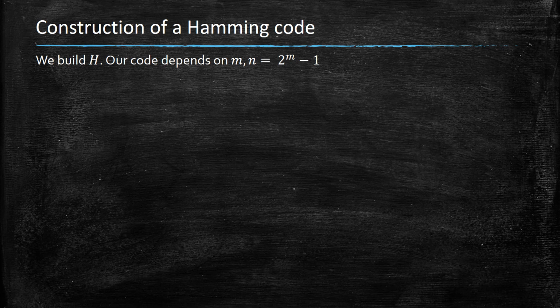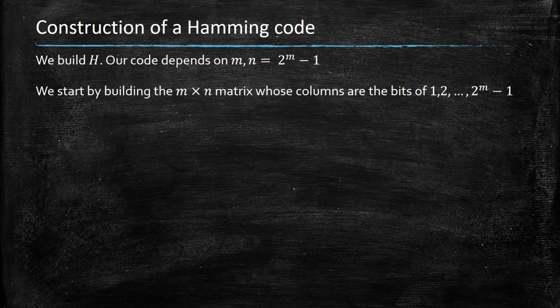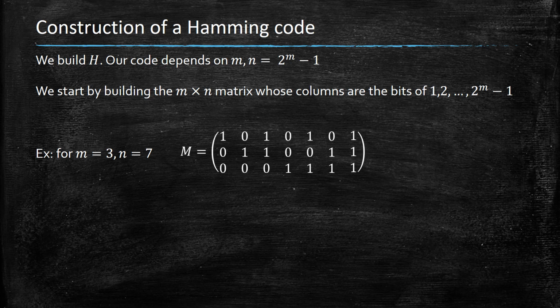Let n be 2 to the m minus 1, and we build a matrix of size m times n, whose columns are the bit decompositions of the integers from 1 to 2 to the m minus 1. Rather than having a theoretical description, let's just work on an example. So for m equals 3 and n equals 7, here is the matrix M that we produce.